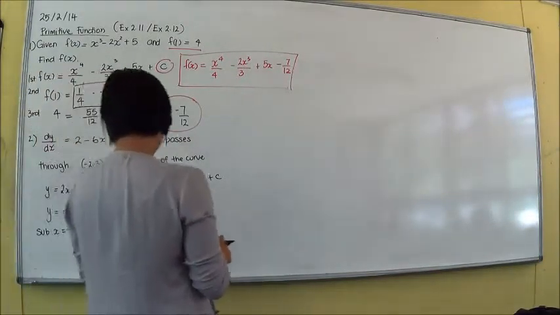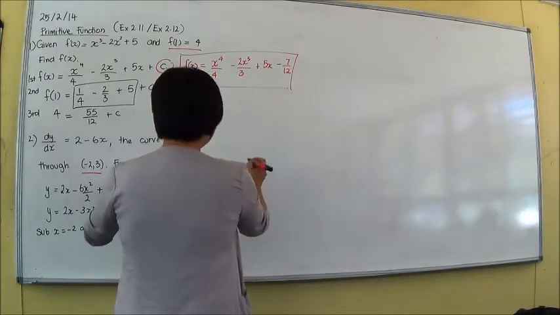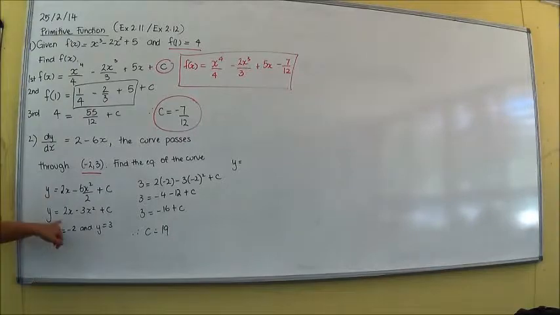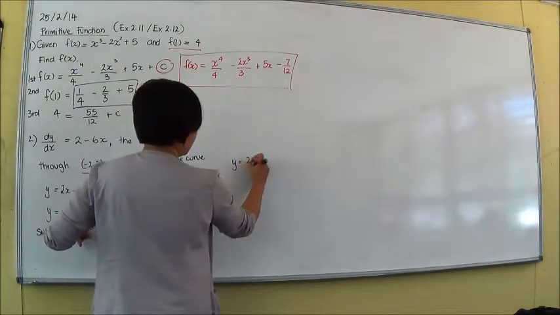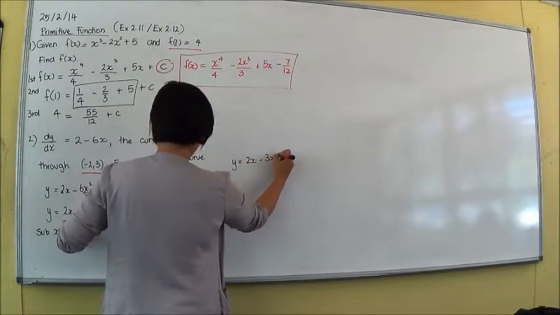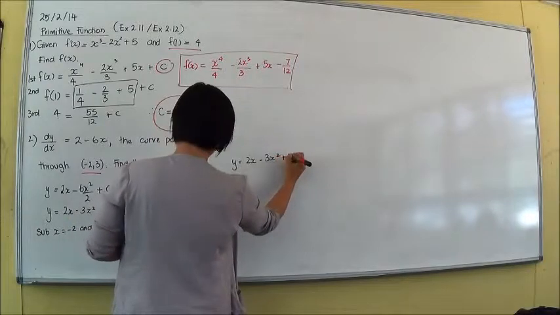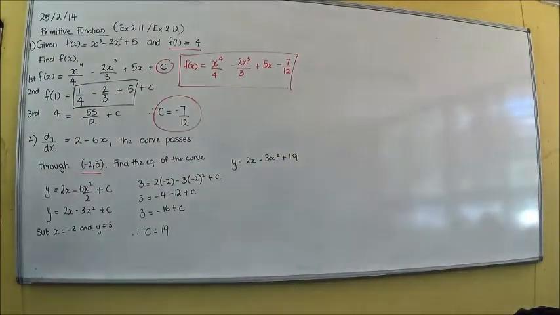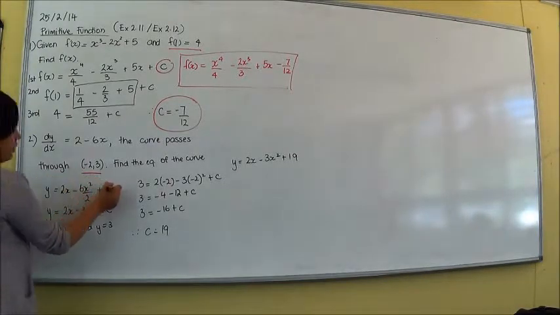So the equation of the curve is therefore 2x minus 3x squared plus 19. So instead of the c, because we were given values, we substitute the c for 19.